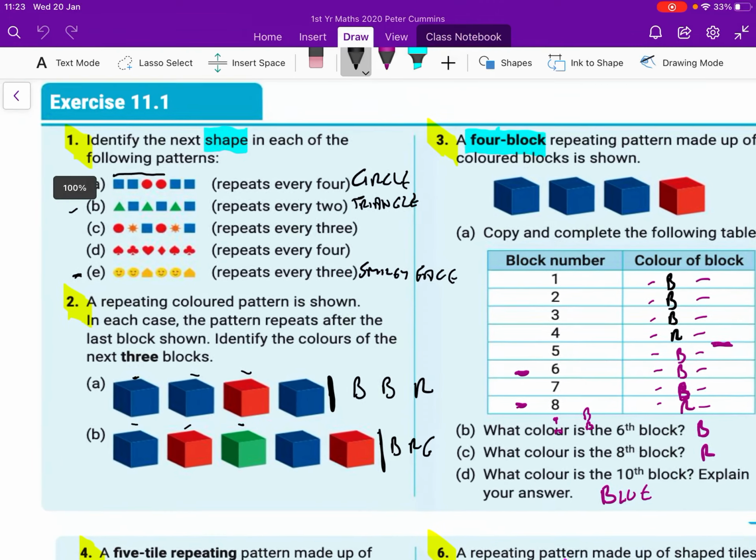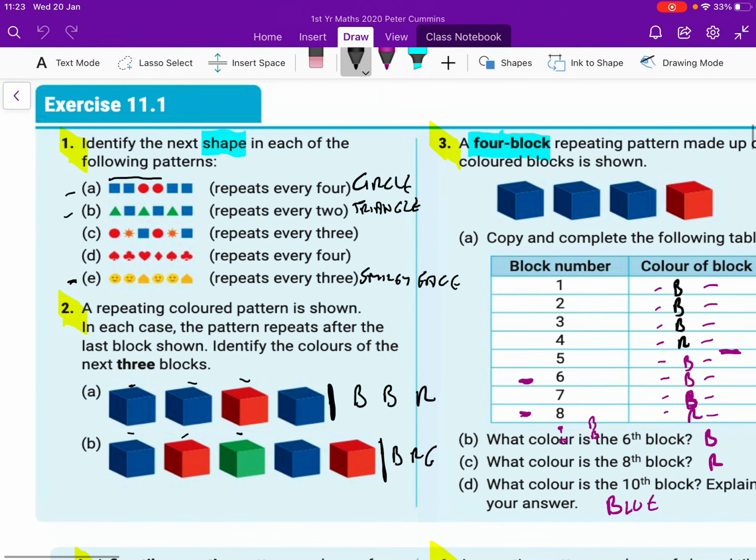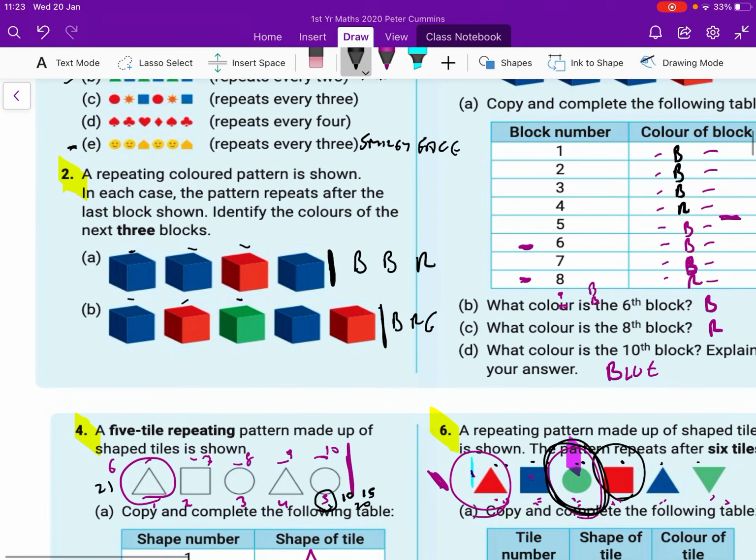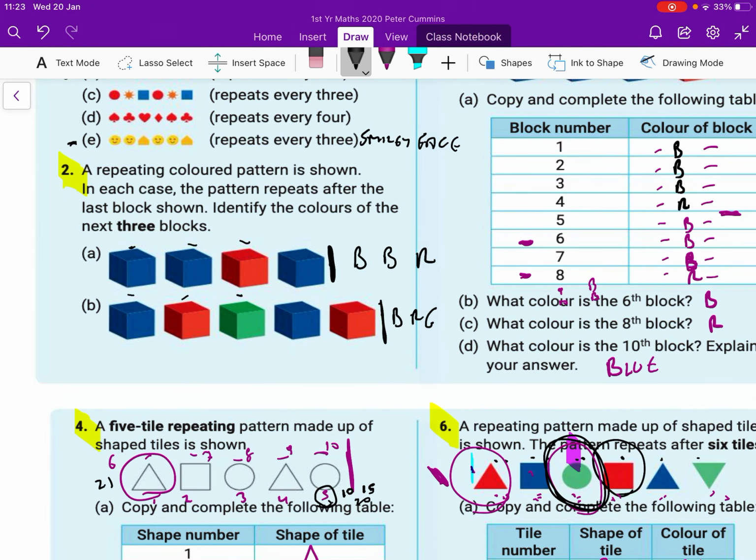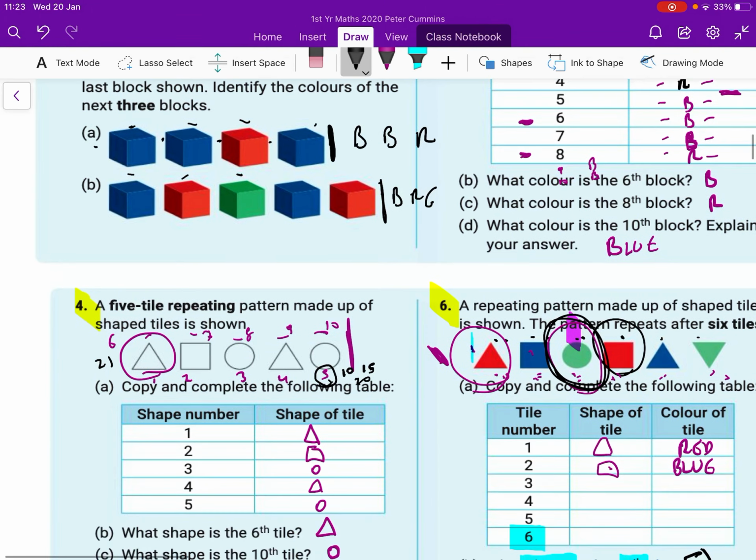But this is just looking at patterns based on the notes that we went through last week. So if for your first one you have square, square, circle, circle, square, square, the next one is going to be a circle, and that's the same for question 2 as well. You're looking for the next one in the pattern, so the next 3 blocks. If this is blue, blue, blue, red, blue, that's a pattern, then the next one is obviously going to be blue, blue, red. So you're going to start from the start again.